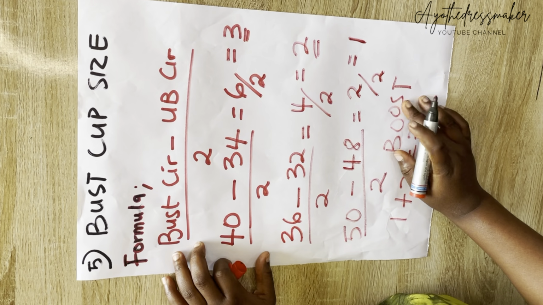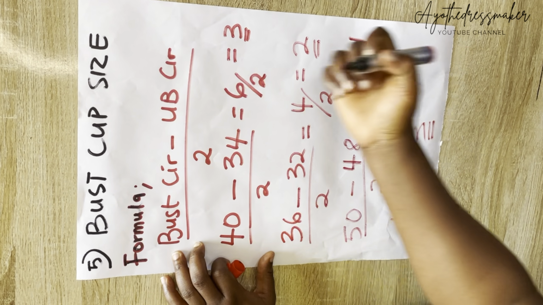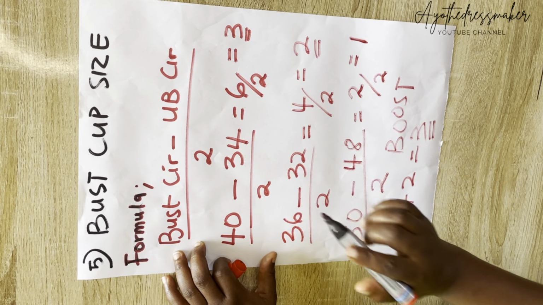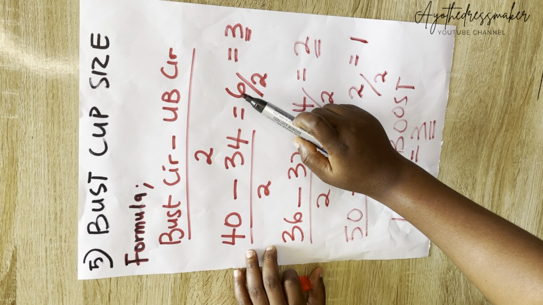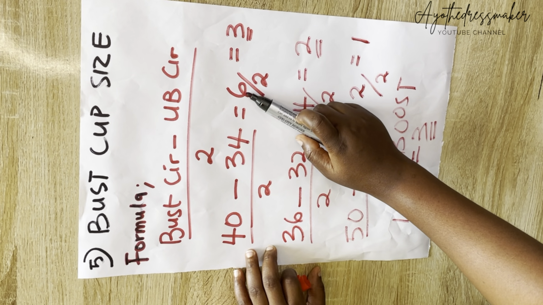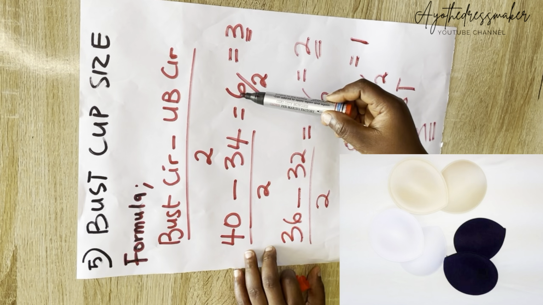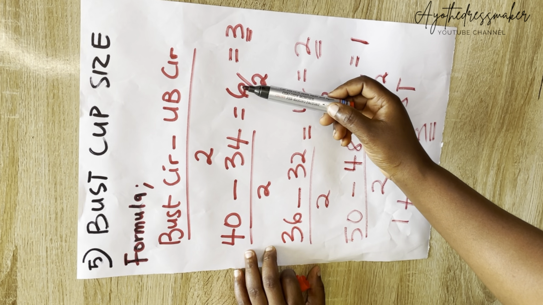And additionally, guys, when you are in the market to buy your bust cup, this calculation is also going to help. For this person using a bust of 40 and underbust of 34, the answer we got is 6 before we divided it. So if you are going to buy a cup, you are going to go ahead and buy cup size 6 for this person.